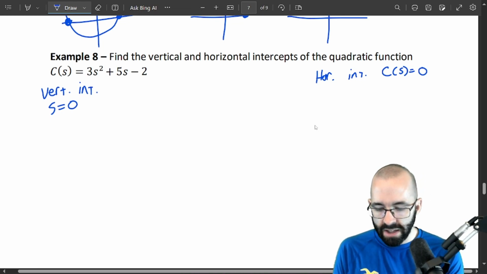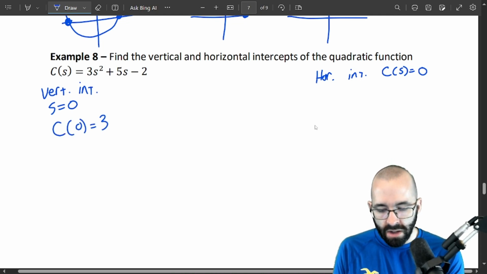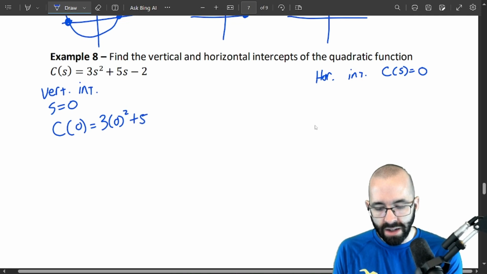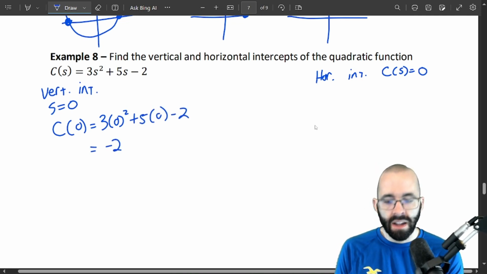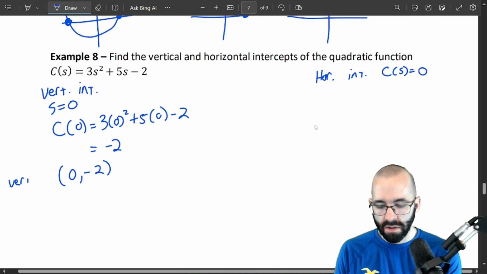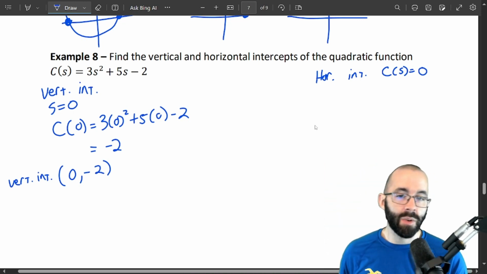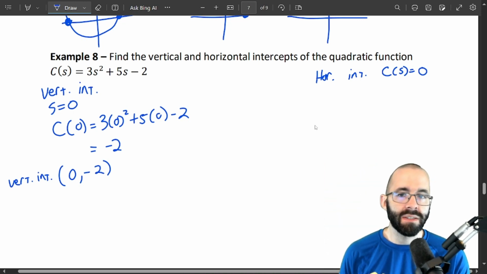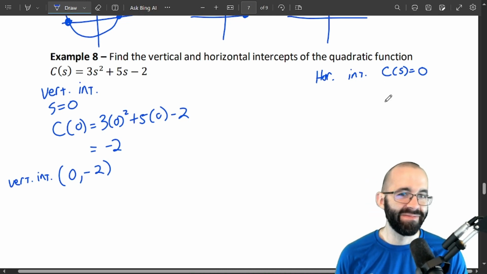So this first one, that's actually easier. The function, when s is 0, 3 times 0 squared plus 5 times 0 minus 2. Oh, it's just -2. That was easy. The vertical intercept is at the point (0, -2). We could call it the c-intercept if we wanted to here, since our output is the letter c. The other one's going to be harder to find.